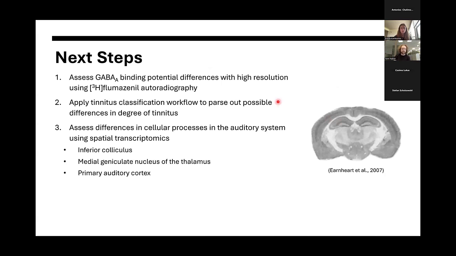And then for the next experiment, we're going to apply spatial transcriptomics. We're going to look at the gene expression in different areas of the auditory system, so the inferior colliculus, the medial geniculate nucleus of the thalamus, and the primary auditory cortex, and then compare mice with both hearing loss and high tinnitus to mice with hearing loss and either no tinnitus or low tinnitus. Hopefully we get a better understanding of why there are changes in the binding potential of flumazenil to the GABA A receptor, but also get a better sense of the molecular processes that are happening in tinnitus as a whole, so that we can continue investigating them further, and hopefully this will also inform new treatments in the future. So that's where we are right now.